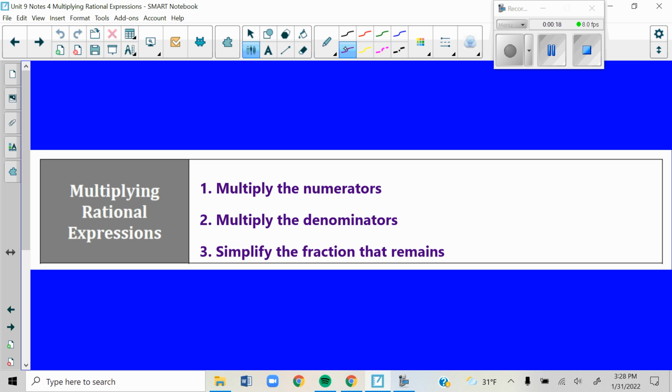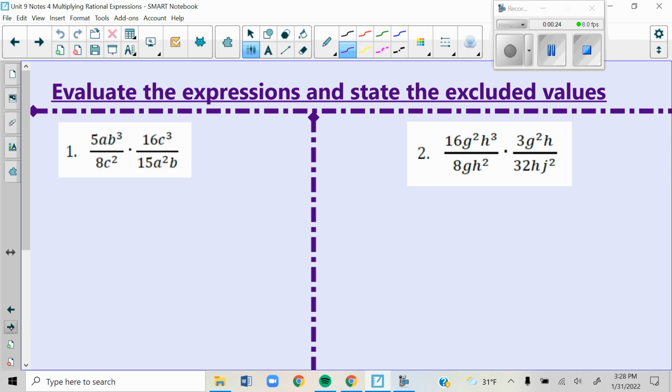Multiplying rational expressions: multiply the numerators, the tops, multiply the denominators, the bottoms, and then simplify it. We can't forget to write our excluded values, and you always do your excluded values before we cancel anything or simplify anything. In both of these, they're monomials, so these are the easy ones. So we just say A doesn't equal 0, B doesn't equal 0, and C doesn't equal 0, because they're all just being multiplied, and if you multiply anything by 0, it turns it into 0.